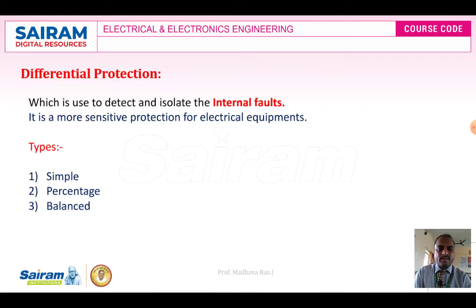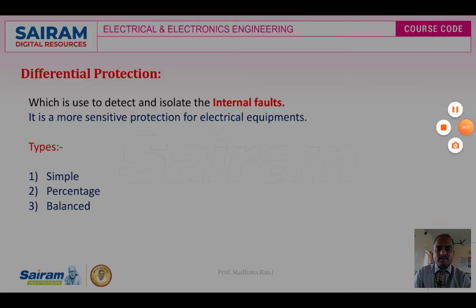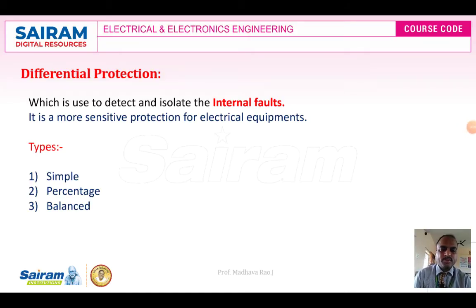Next we will move to differential protection. Differential protection is used for internal faults. Internal faults means any equipment, such as a transformer, motor or generator, is damaged, and we can use differential protection to protect those equipments. It is used to detect and isolate internal faults only, but not external faults.